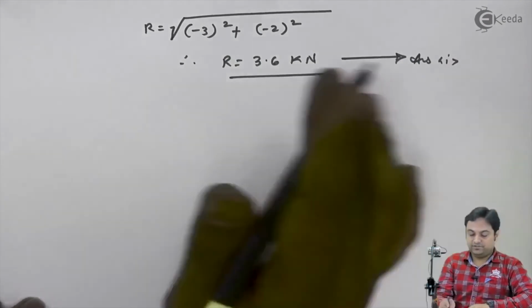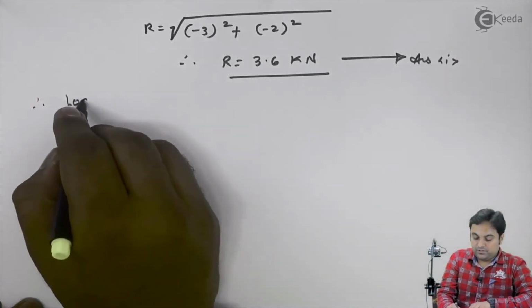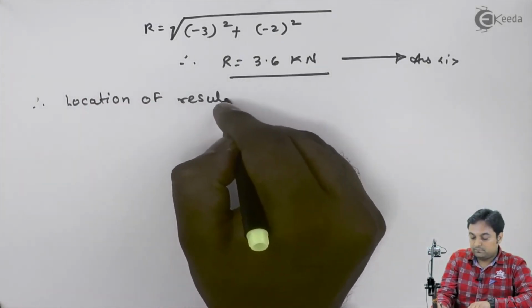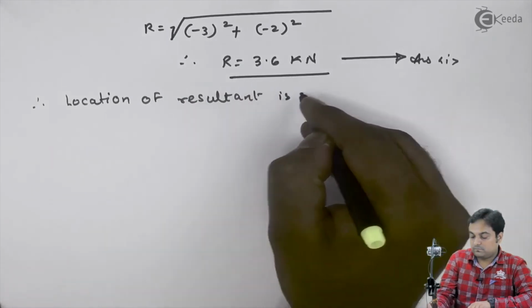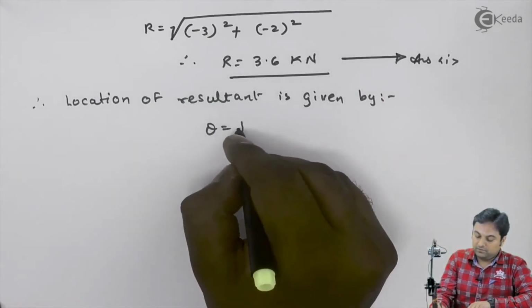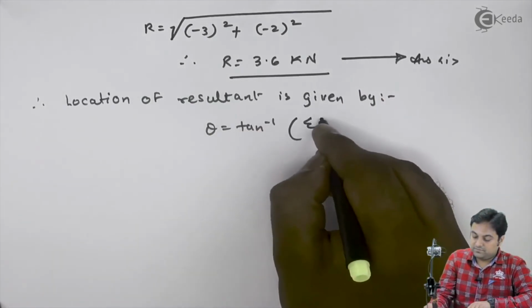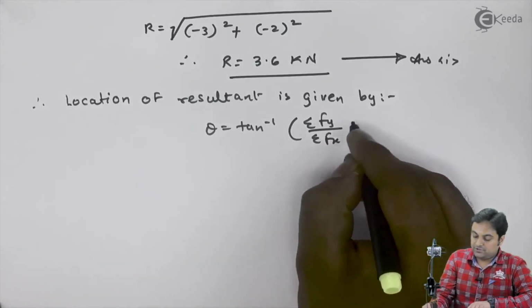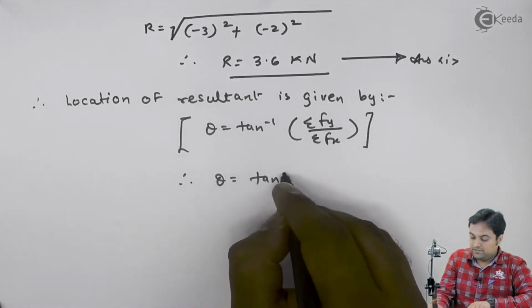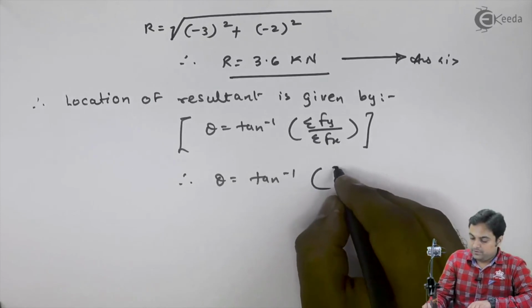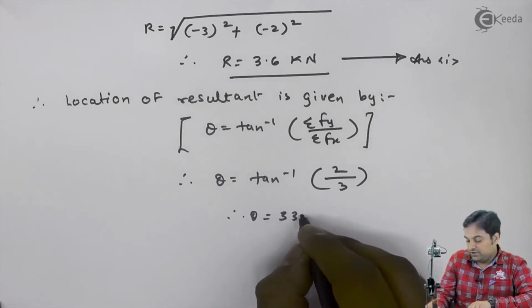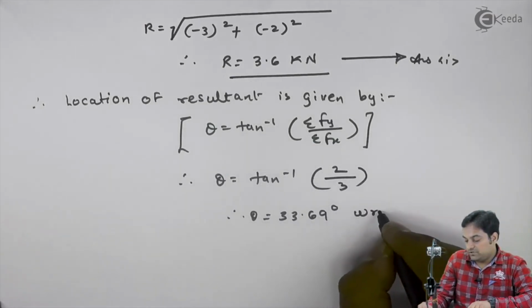Next, location of resultant. Therefore, location of resultant is given by theta is equal to tan inverse of summation Fy upon summation Fx. Therefore, theta is equal to tan inverse of summation Fy 2 upon summation Fx 3. So I'll get my theta as 33.69 degree with respect to horizontal.